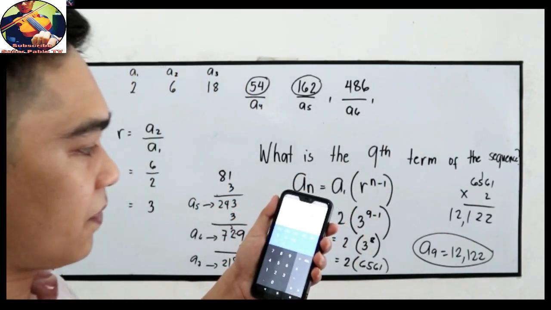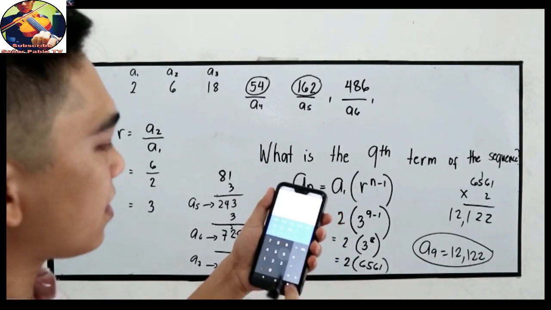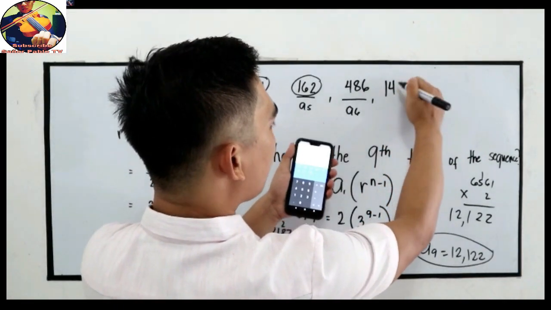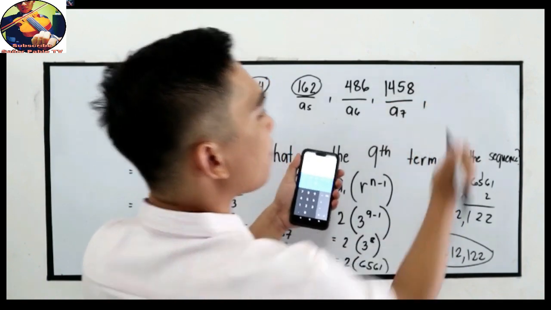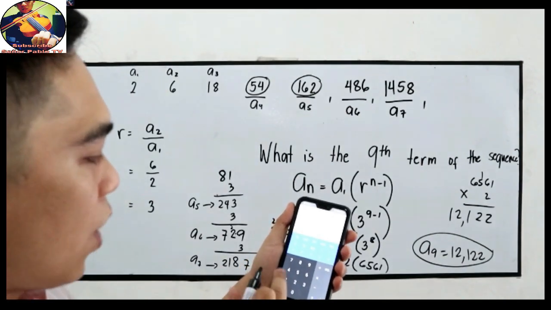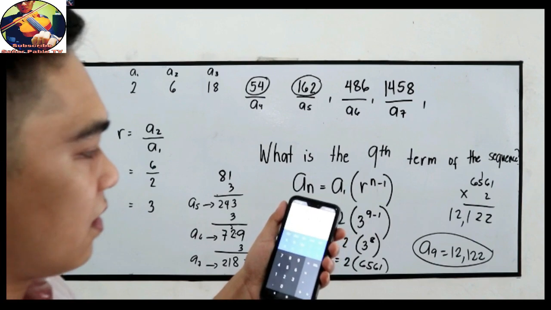Next, 486 times 3, 1458. Ito ngayon si A7. Next, 1458 times 3.